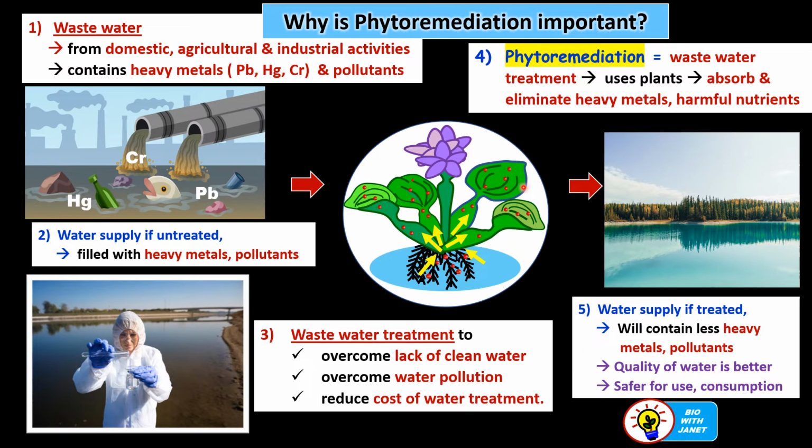So through phytoremediation, the water in a pond or lake or river can be improved. The quality of the water can be improved, and it will contain less heavy metals and pollutants. All right, so that the quality of water is better and safer for use and for consumption.